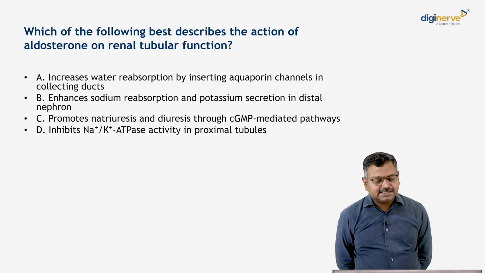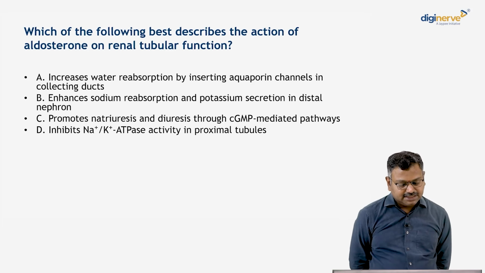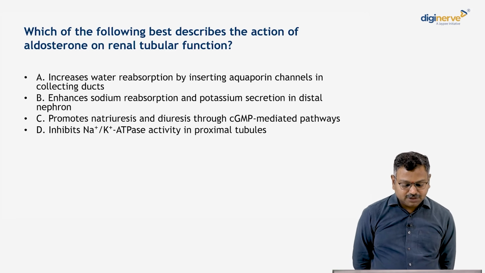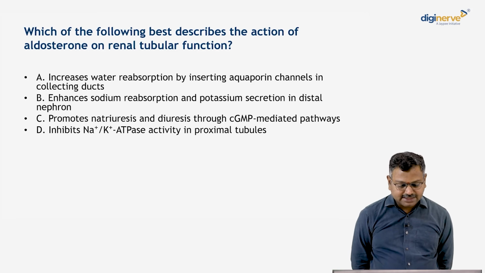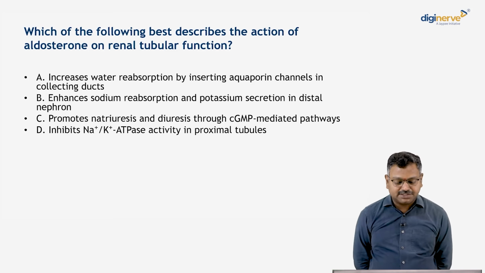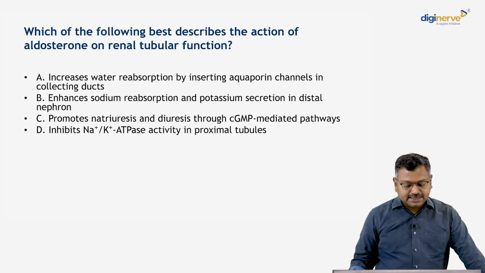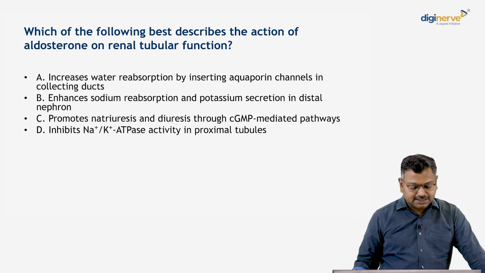Which of the following best describes the action of aldosterone on renal tubular function? It increases water reabsorption by inserting aquaporin channels in the collecting tubules, enhances sodium reabsorption and potassium secretion in the distal nephron, promotes natriuresis and diuresis through cGMP mediated pathways, or inhibits sodium potassium ATPase at the proximal tubule.